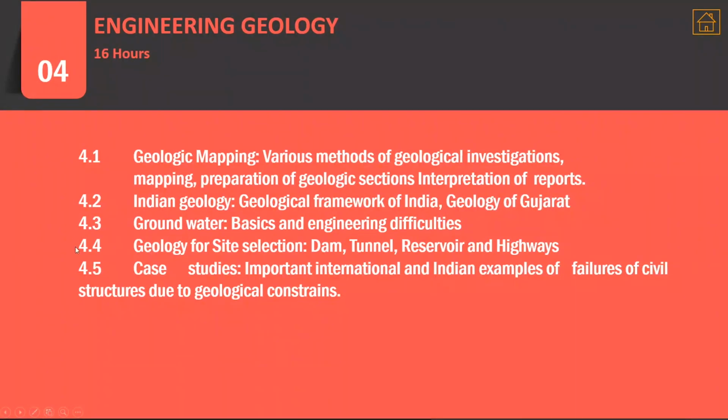Then 4.4 is basically the direct application of geological aspects, where we will take some hypothetical situations of geological conditions, and we will try to see what parameters we will be taking into consideration while considering that particular area for construction of a dam, tunnel, reservoir or highways. Then we have 4.5. So we will start one by one. The first topic we are going to discuss is 4.1, that is geological mapping.